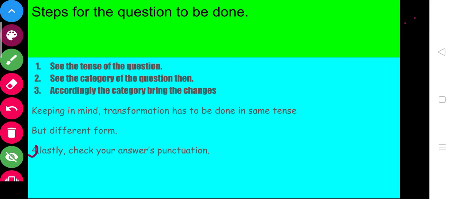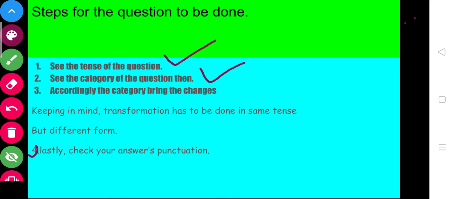So the first step is to see the tense of the question. Whenever you solve a question or see a question, the first thing you have to see is the tense of the question, because the tense of the question matters the most. Whatever tense the question is in, the answer is to be in the same tense. So if there is a present tense in the question, the answer is to be in the present tense itself. If the question is in the past tense or future tense, it would be accordingly that.